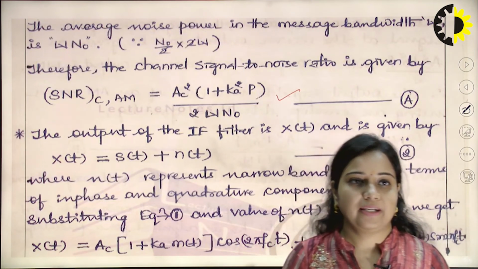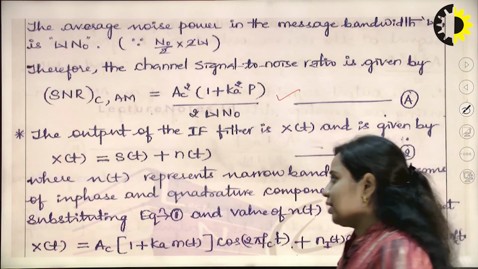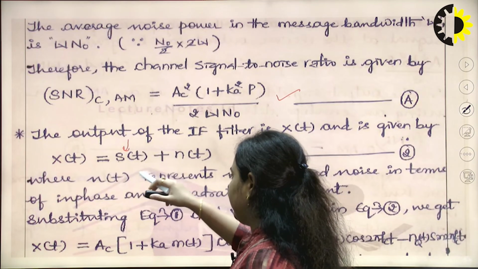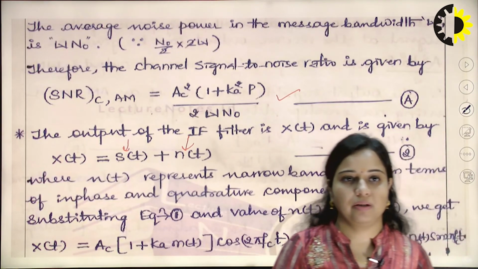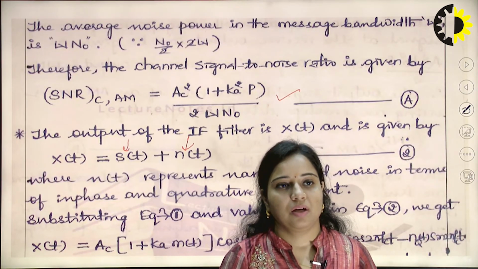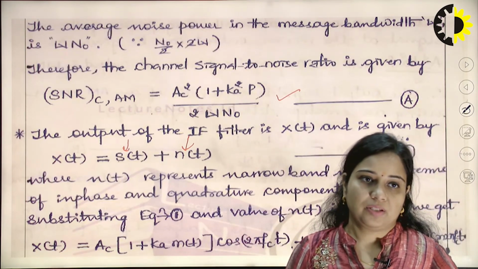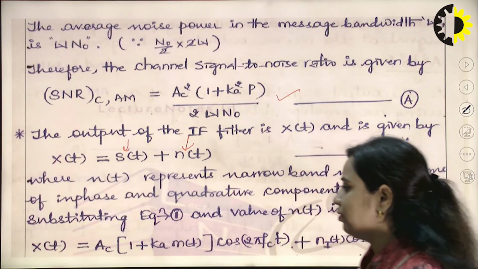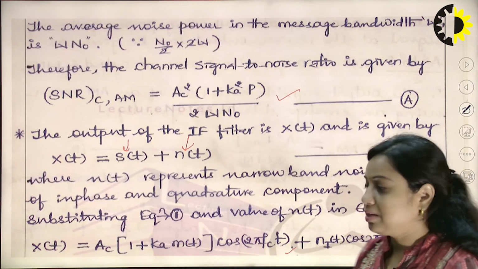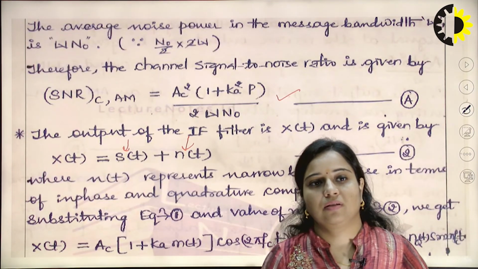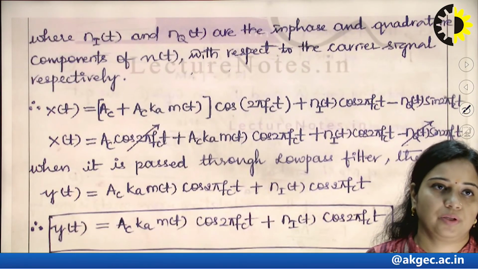The output of the IF filter is x(t), and it is given by x(t) equals s(t) plus n(t). What is s(t)? s(t) is the received signal, that is the AM signal, and n(t) is the noise, that is AWGN noise. When w(t) is passed through a band pass filter, it will be equivalent to n(t). After substituting the value of x(t) in this equation, it reduces to Ac(1 plus Ka m(t)) cos omega_c t plus nI(t) cos omega_c t, that is the representation of noise in the in-phase component and quadrature phase component.